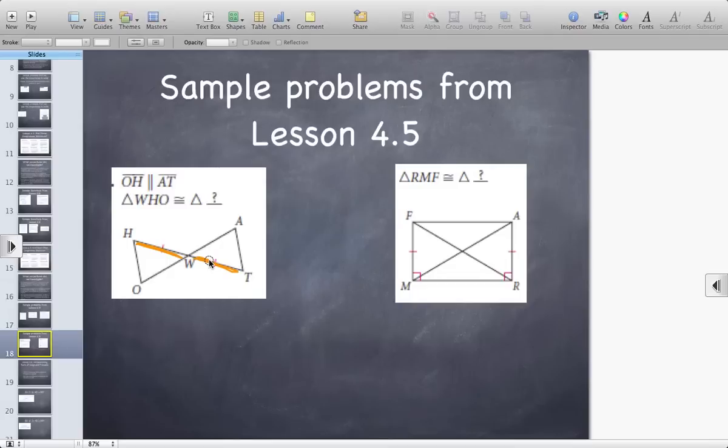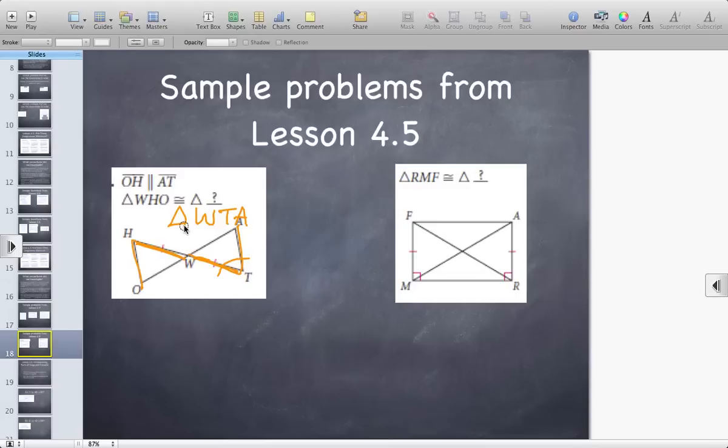So let's go ahead and think of how we want to name this. We know these 2 triangles are congruent, but we have to make sure we get the label correct. So WHO is the order we're going in. So WH is going to be congruent, and we want to make sure that angle H is matching up with angle T, since those are the 2 congruent angles. So then WTA. So our answer here is triangle WHO is congruent to triangle WTA.